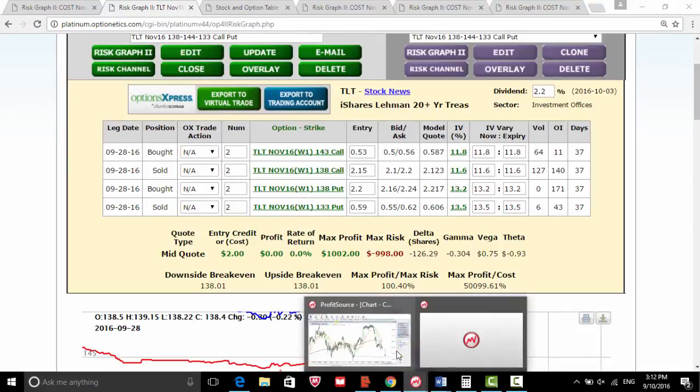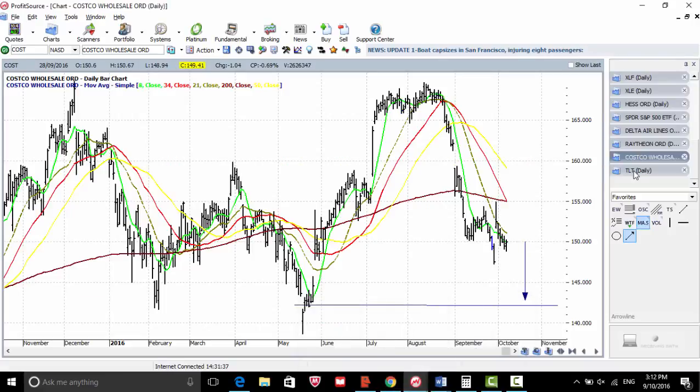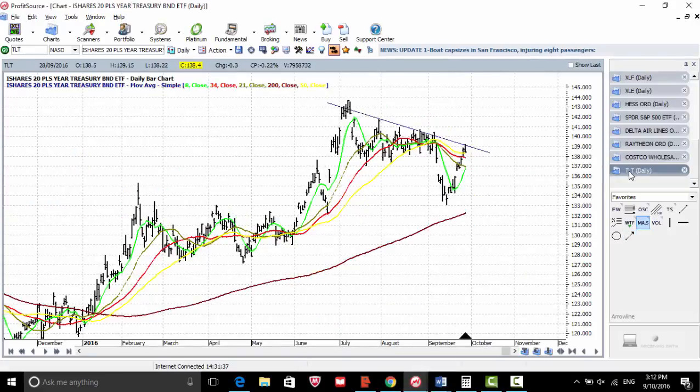Let me see if I can bring a chart up of the bonds. So I was using TLT. Okay, so this is back on the 20th of September. You can see that the bonds had a bit of a move to the downside in early to mid-September, and then rallied back up to its resistance trend line.